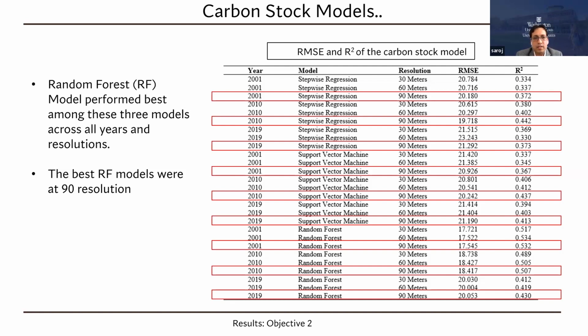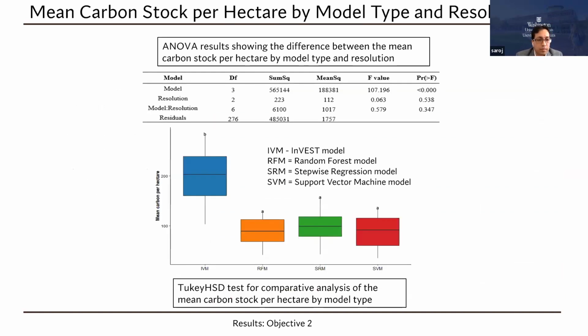So we decided that the best model for quantifying carbon in Greater Shawnee National Forest is random forest, and the resolution is 90 meters. Since the INVEST model was not directly comparable to these regression models, we found that the random forest model was the best among these three regression models.